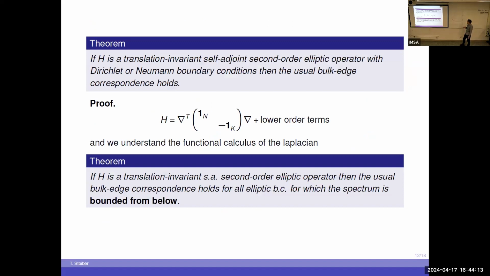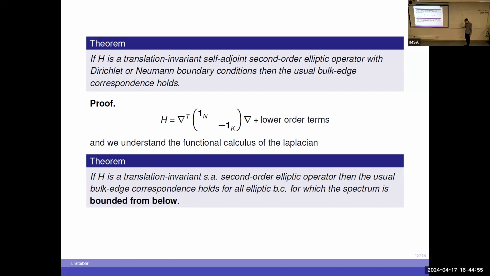And so then we have this positive result, which tells us that if we have a translation invariant second order differential operator as our Hamiltonian, and we put Dirichlet or Neumann boundary conditions, then we can do bulk edge correspondence as we always did it. And the reason is simply that there are not so many of these Hamiltonians. We perfectly understand how differential calculus works with these guys, so the functional calculus works. It's just basically n copies of the Laplacian with a positive sign and k times the Laplacian with a negative sign. So we can by hand check that this satisfies all the conditions that we need for bulk edge correspondence.